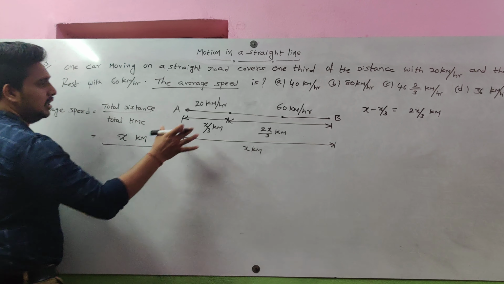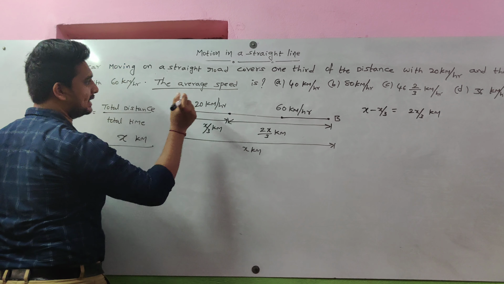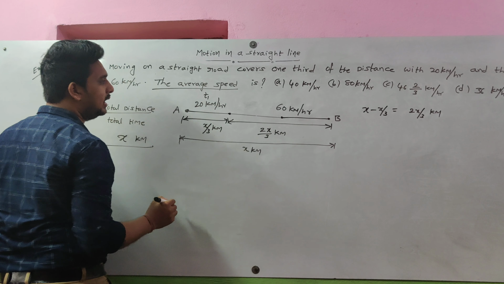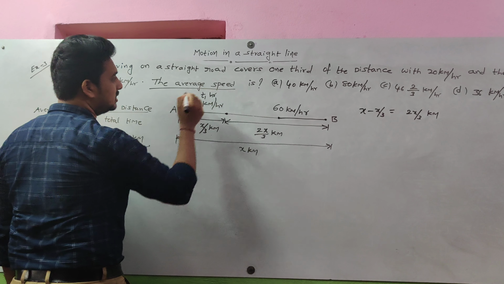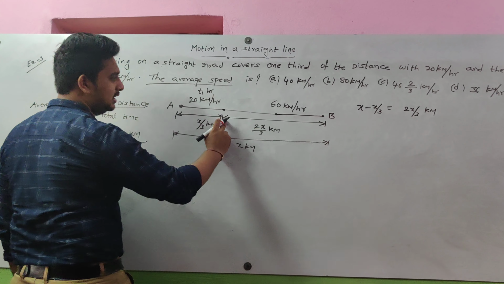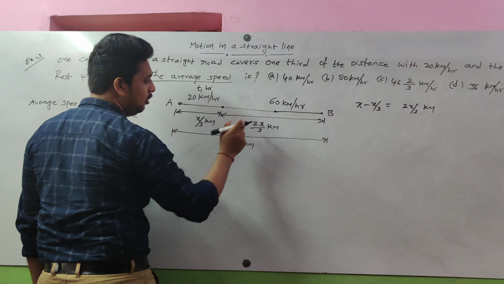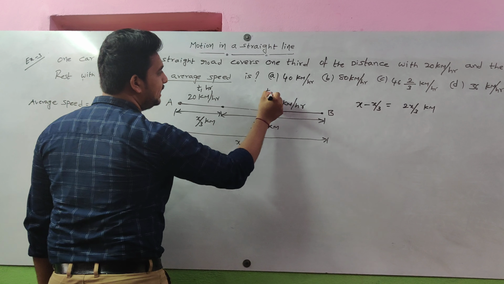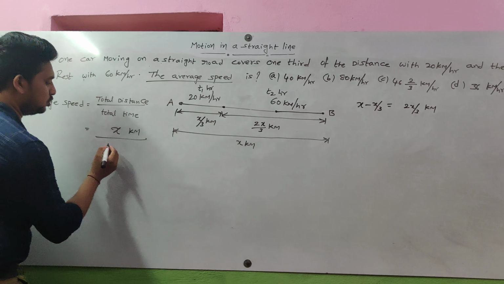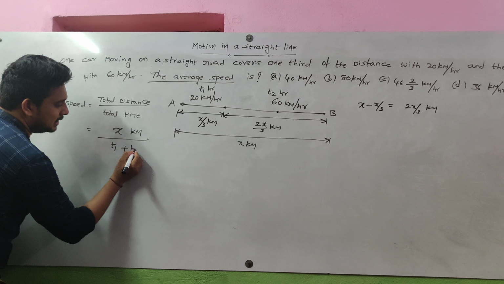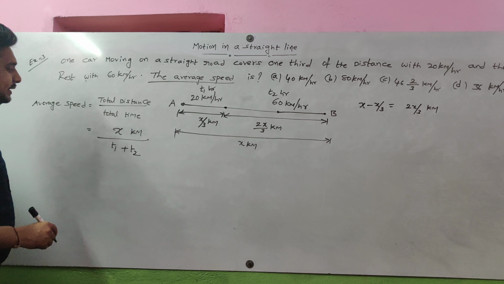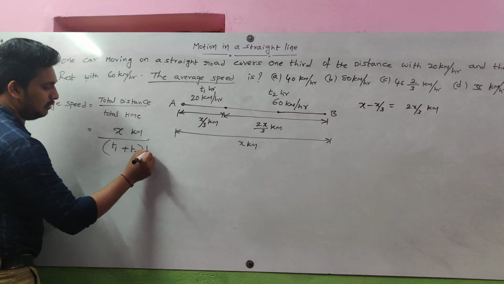Let us consider that x by 3 kilometers is covered in time t1 hours. The second part, the rest, 2x by 3 kilometers, is covered in, I consider, t2 hours. That means total time is t1 plus t2 hours, right?